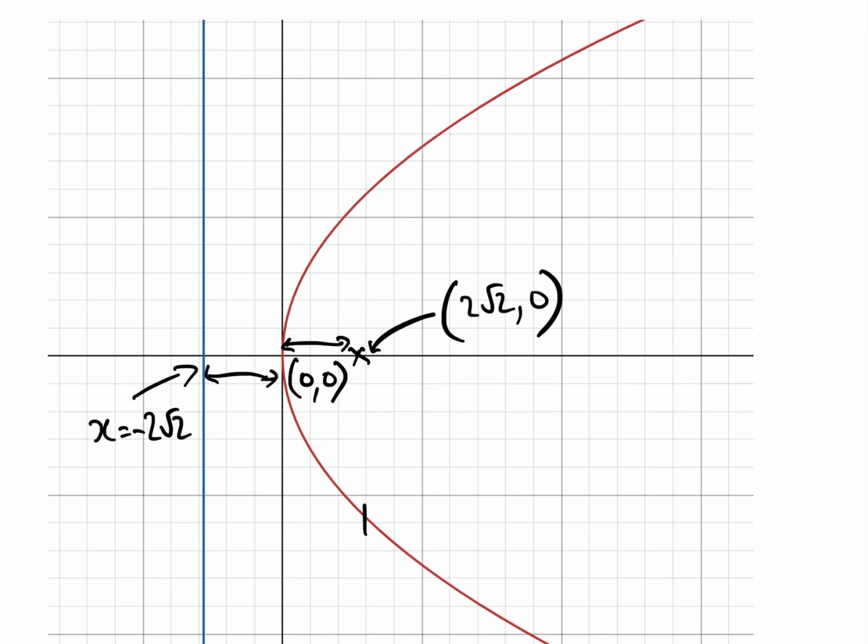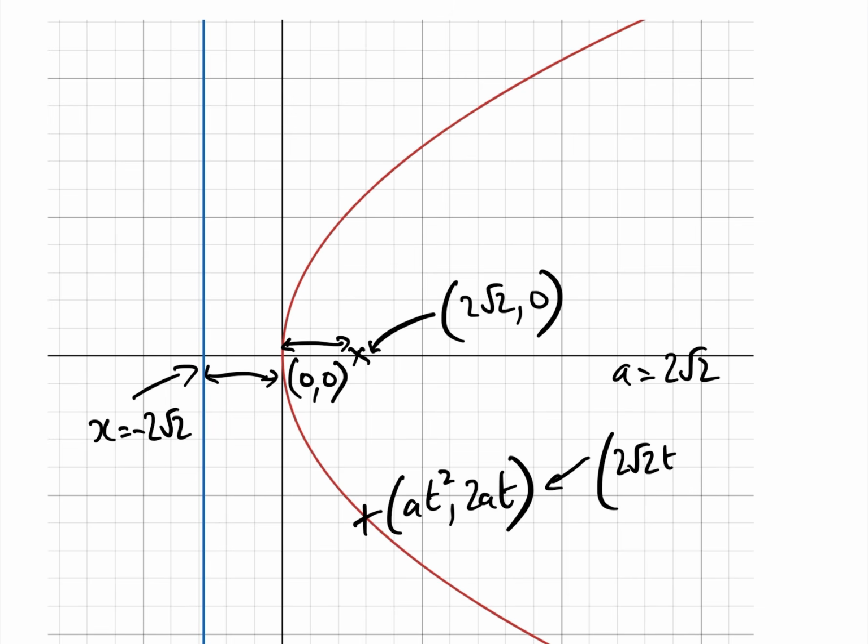Okay, now also we know on this parabola here that a general point in parametric terms is (at squared, 2at), and we have already worked out that a, which is the distance from the focus to the vertex, is 2 root 2, so therefore we know the general point here is (2 root 2 t squared, 4 root 2 t).